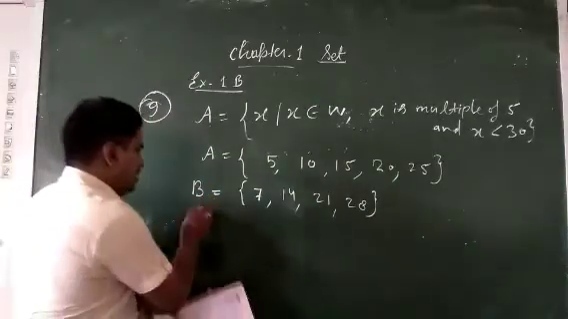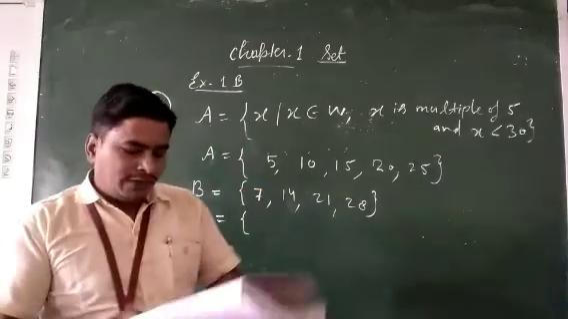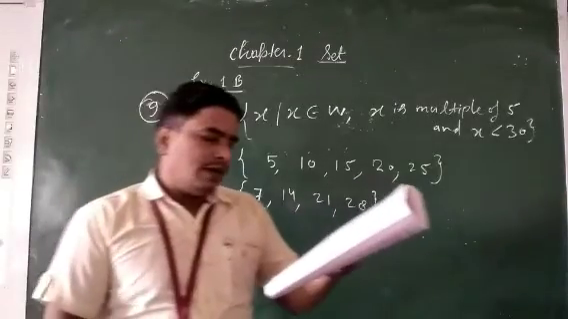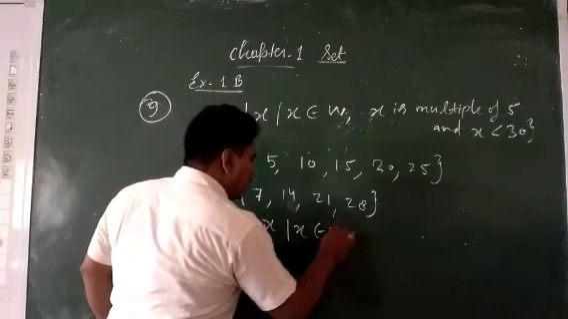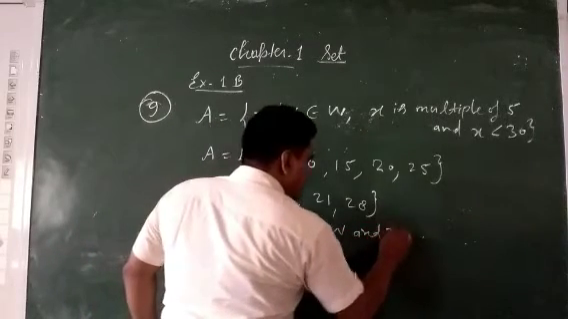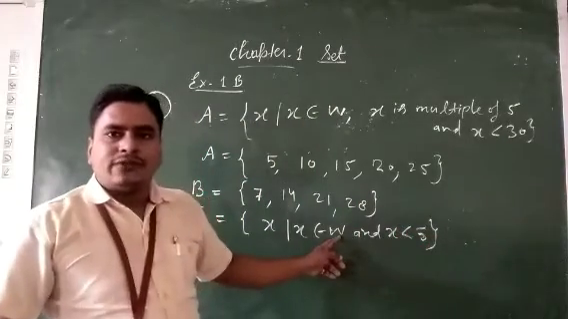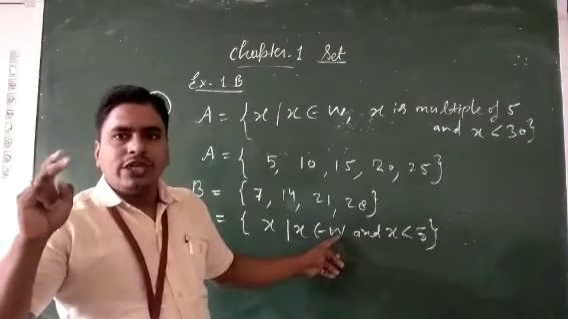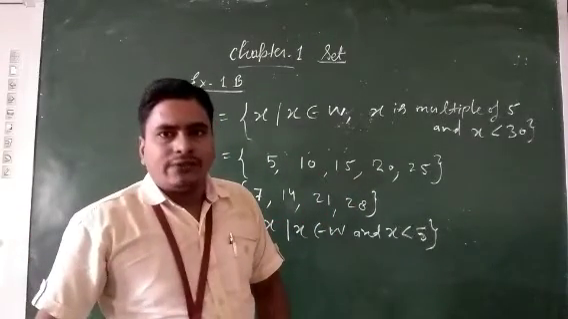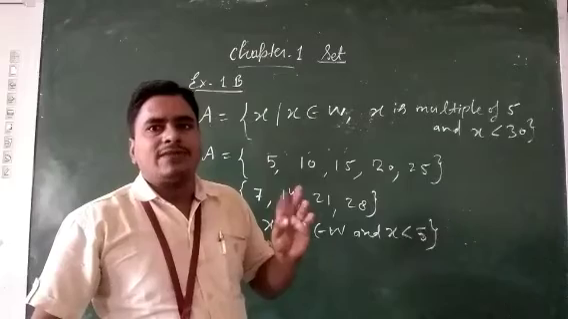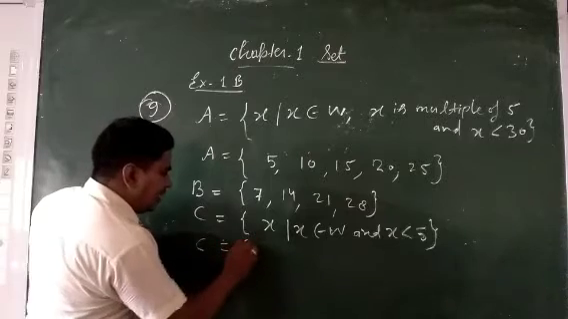And set C is given again in roster form or set-builder form. Here we have to write in roster form. X such that x belongs to whole number and x is less than 5. Whole numbers are the numbers which start from 0: 0, 1, 2, 3, 4, 5 and so on. Natural numbers are the numbers which start from 1: 1, 2, 3, 4, 5, 6, 7, 8 and so on. Clear? So we'll write this set C in roster form.